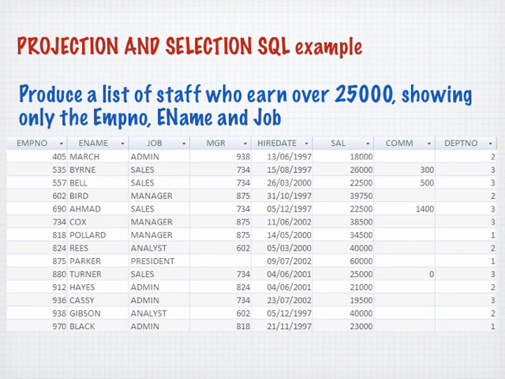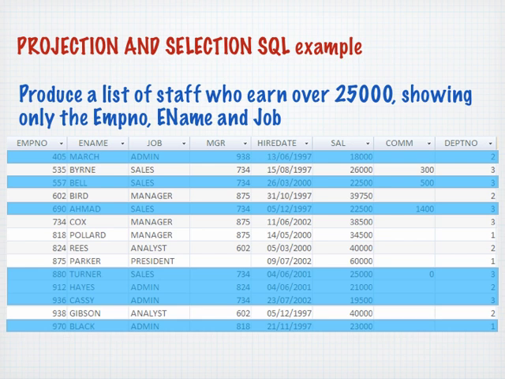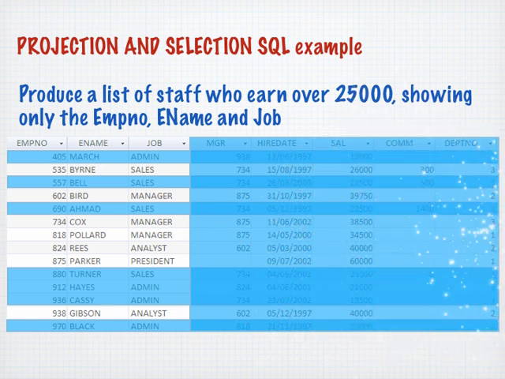So here is an example of something that's more complicated, something that's going to require us to do both. Produce a list of staff who earn over 25,000, showing only emp number, e-name and job. If you think about that, you should realise that actually it's not just asking us for particular rows or particular columns, it's actually asking us for particular rows and particular columns. And you can see there are the particular rows that we're going to be interested in. So those are the people who earn over 25,000. But of course it's actually asking us only to show emp number, e-name and job. So in fact it's just those three columns and it's only those values in white that we're actually seeking at the end.